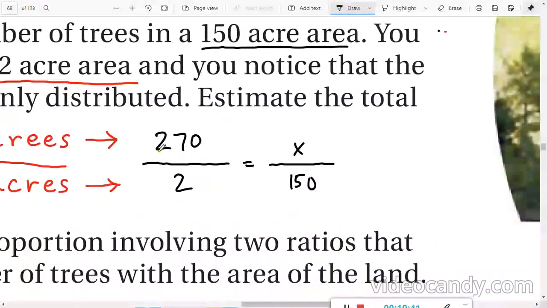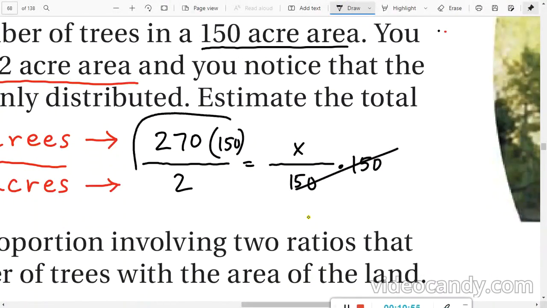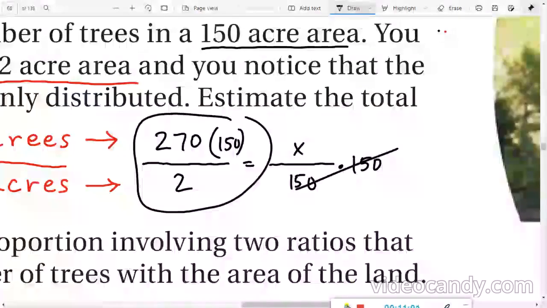All right, and one other shortcut you could have done, since this is X over 150, you could have just multiplied both sides by 150. It cancels on the right. And X would just be this part right here. So lots of ways to do it other than cross multiplying.